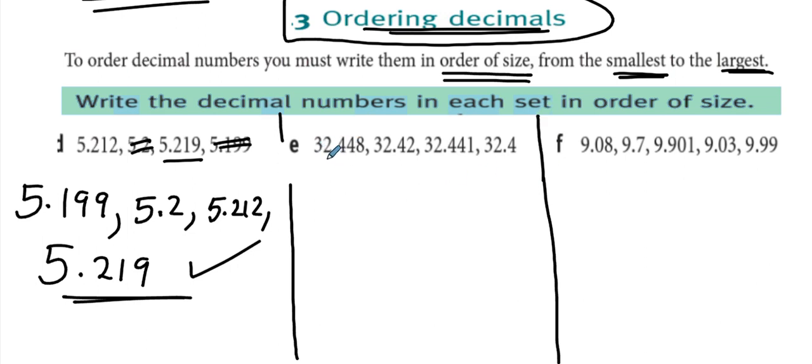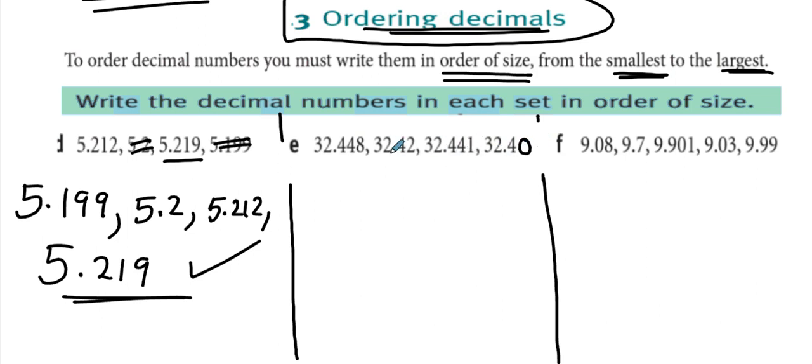Let me start with the first three digits. 32.4, 32.4, 32.4, 32.4. They are the same. Okay, fourth digit: 32.44, 32.42, 32.44, 32.40. Okay, got the idea now. So here we add a 0 so that the number should sound as 32.40.